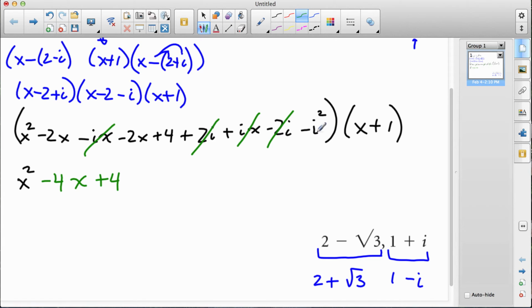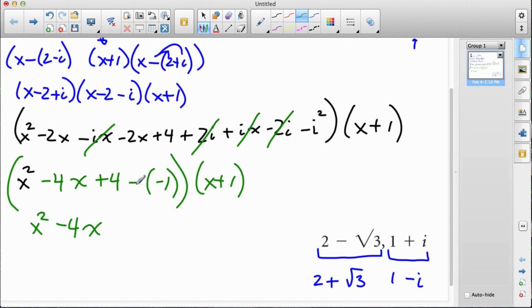And then I have a minus i squared. But I know that i squared is actually a negative 1, right? So I can do some more simplifying there. And I have an x plus 1. So this will be x squared minus 4x. And then 4 plus 1 would be 5. Okay. Feeling good there, times x plus 1.